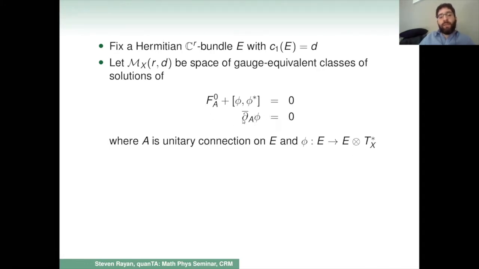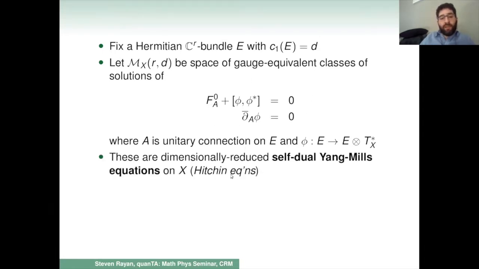And I want phi to be in the kernel of this d bar operator. So what I'm in a sense asking is for phi to be holomorphic. Why? Because this unitary connection on this Hermitian bundle gives the bundle a holomorphic, or if you like, a complex structure. And the second equation is asking for phi to be holomorphic with respect to that structure on E induced by A. This pair of equations is known as the Hitchin equations.